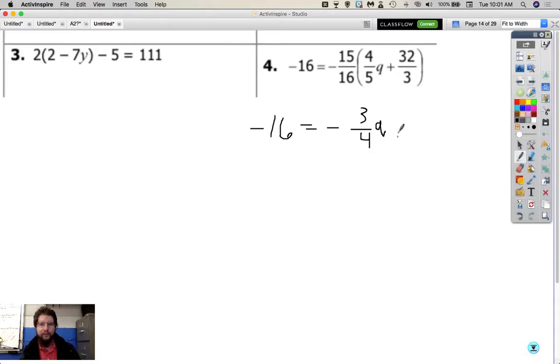That's going to be 10 minus 10. Negative 15 over 16 times a positive. So negative times positive is negative. 15 over 3 is 5. 32 over 6 is 2. 5 times 2 is 10. Now it looks a lot nicer.